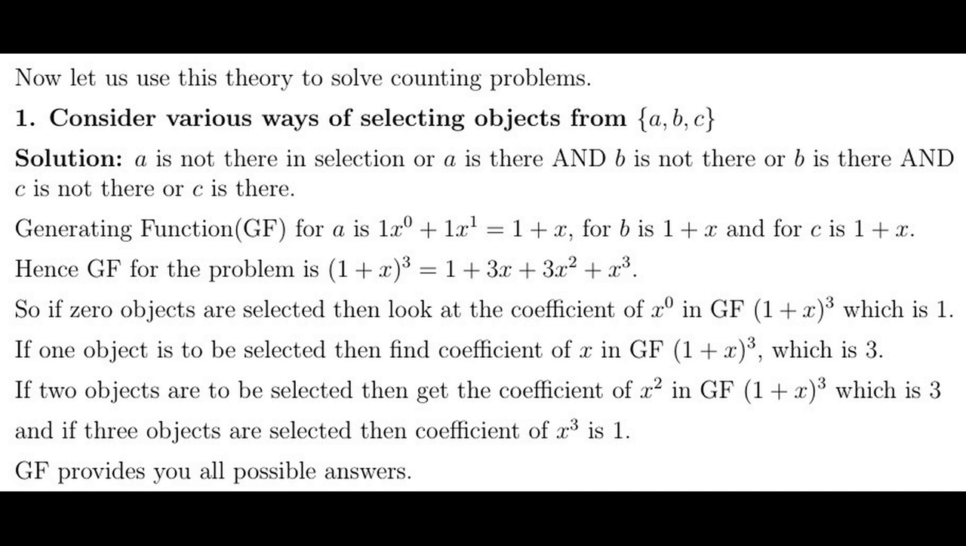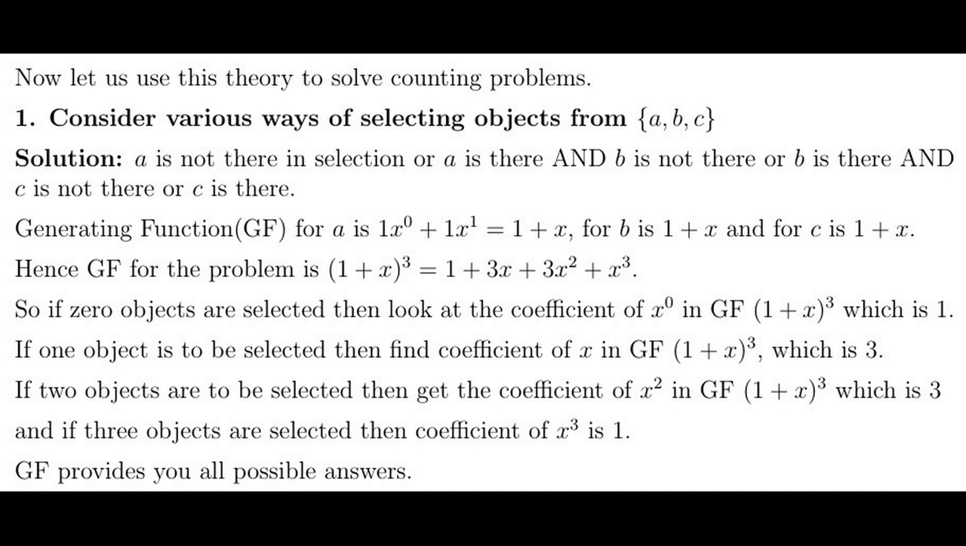So the generating function for A will be, if A is absent, 1 into x raised to 0. So the index 0 means A is absent, and if A is present, the index is 1. So 1 into x raised to 0 plus 1 into x raised to 1, which is 1 plus x, is the generating function for A.